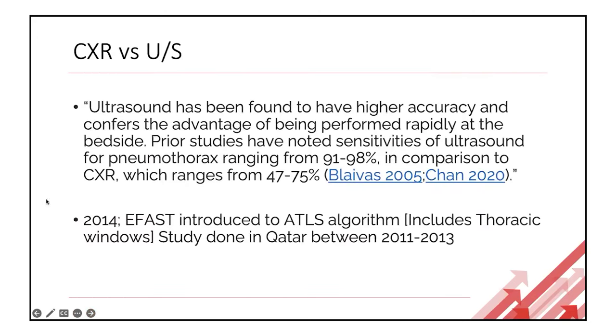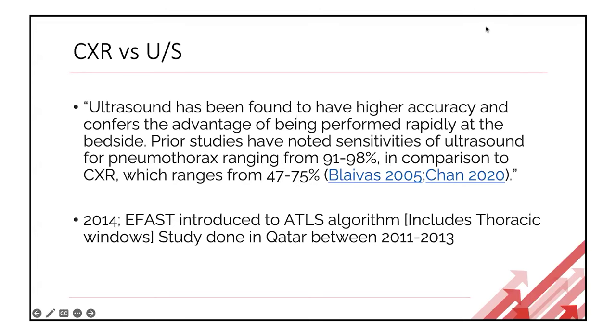Okay, so just to back that up, ultrasound has a high accuracy for pneumothorax, especially when it comes to the smaller ones that will not be detected on X-ray. And still CT is the gold standard, right? So ultrasound has been found to have a higher accuracy and has the advantage of being performed rapidly at the bedside. So for patients who you don't want to move, you can just do a quick bedside EFAST, and it has very good sensitivities ranging from 91 to 98, whereas chest X-ray has a lower sensitivity when it comes to the smaller pneumothorax. So that's why you have such a wide range, between 47 and 75.